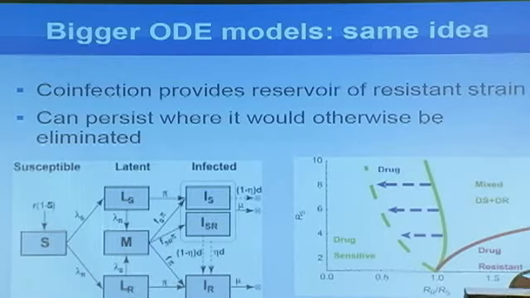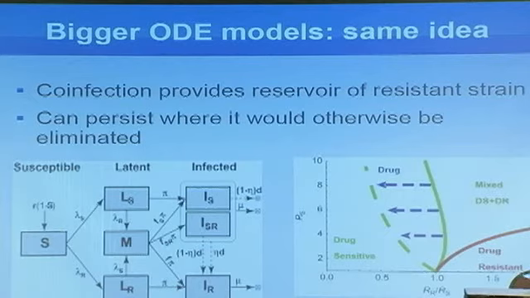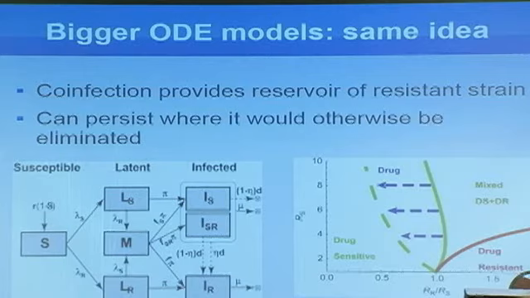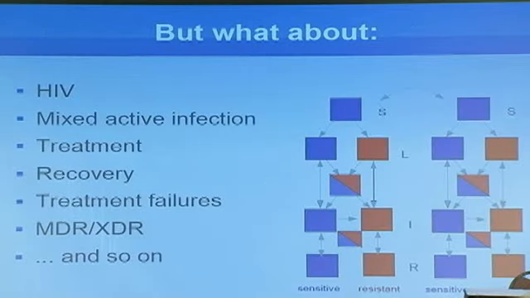This is a model developed by Renat, who's here in the audience. It includes co-infection and active disease in slightly more detail, and we see the same effect of co-infection, where a resistant strain can persist where it would otherwise be eliminated. But of course, as you saw on the first slide, these simple models don't have lots of things in them, and here's a list of some of the things that these simple models didn't have.